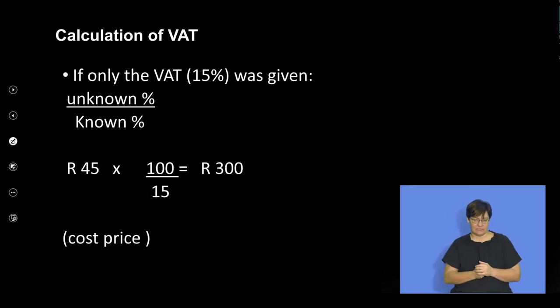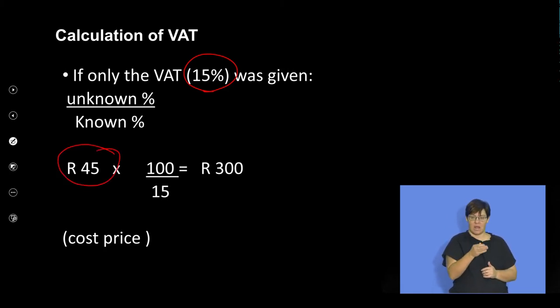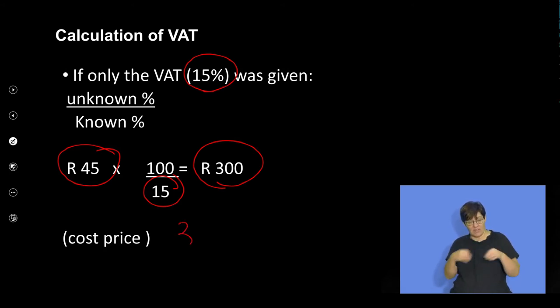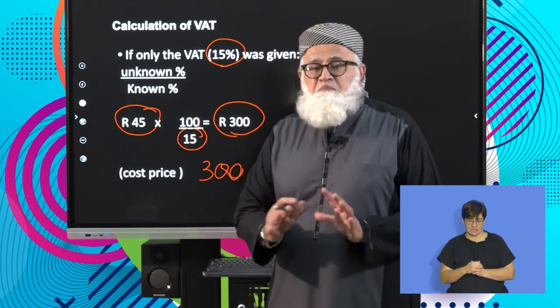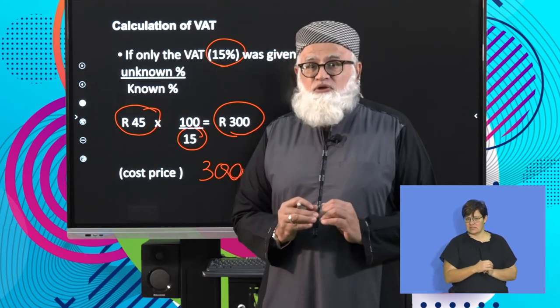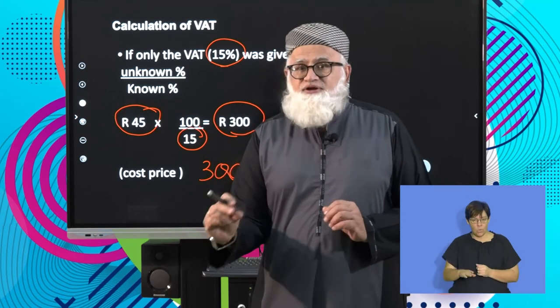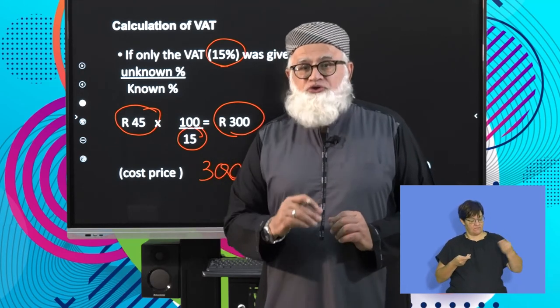Watch this here. You are told that the VAT amount to 15% was given. That means the 45 Rand was the VAT amount. Okay? So that was your 15%. Over 100 divided by the 15. Can you see? You're dividing by your known. Your known is 15%. Therefore, the transaction value or the cost price would be the 300 Rand. Clearly, you can see 300 Rand. If you take your percentages and you work out 300 times 15, you're going to get a figure of 45 Rand. So what is important in terms of your calculations? Know when you are given the 100, know when you are given the 115, know when you are given the 15.